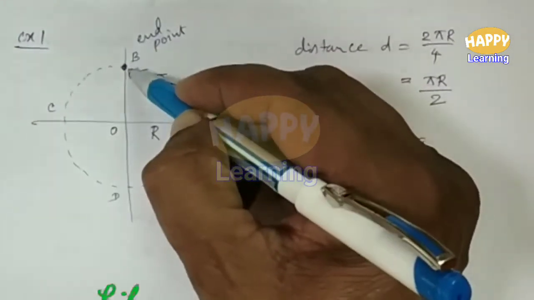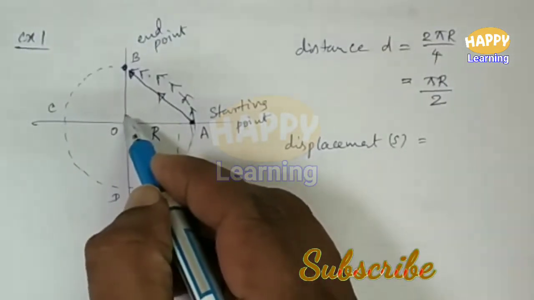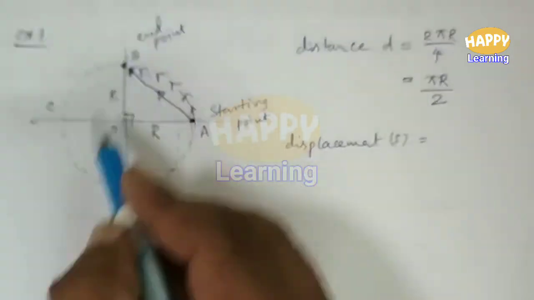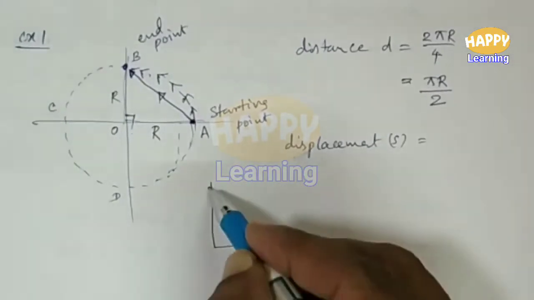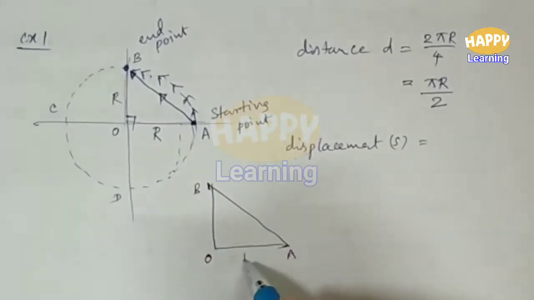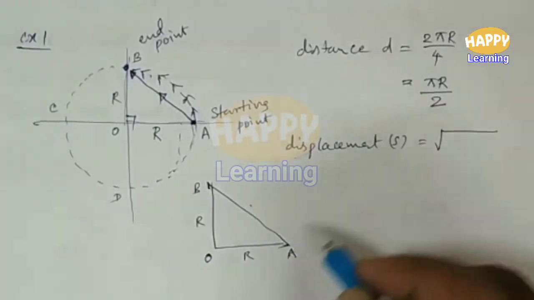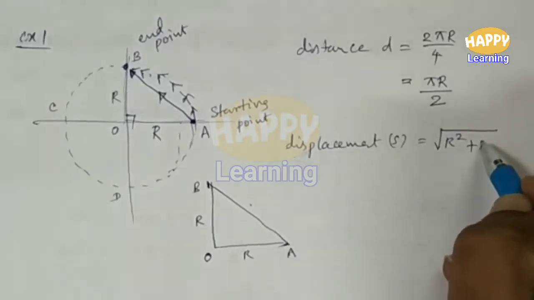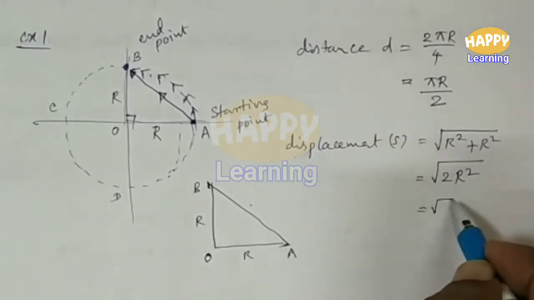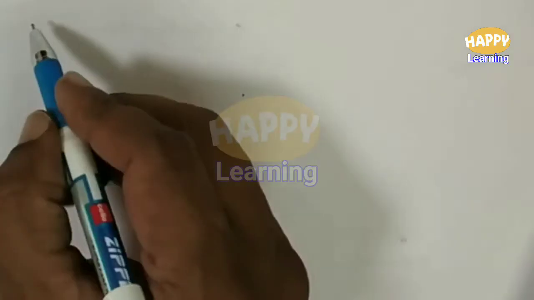Draw a straight line. So at O there is a right angle. OA is one radius, OB is another radius. So a right angle triangle is formed. OA is R, OB is R, then the hypotenuse will be square root of side square plus side square, that is R square plus R square, that is equal to root of 2R square, that is equal to root 2 into R. So displacement S is root 2 R.